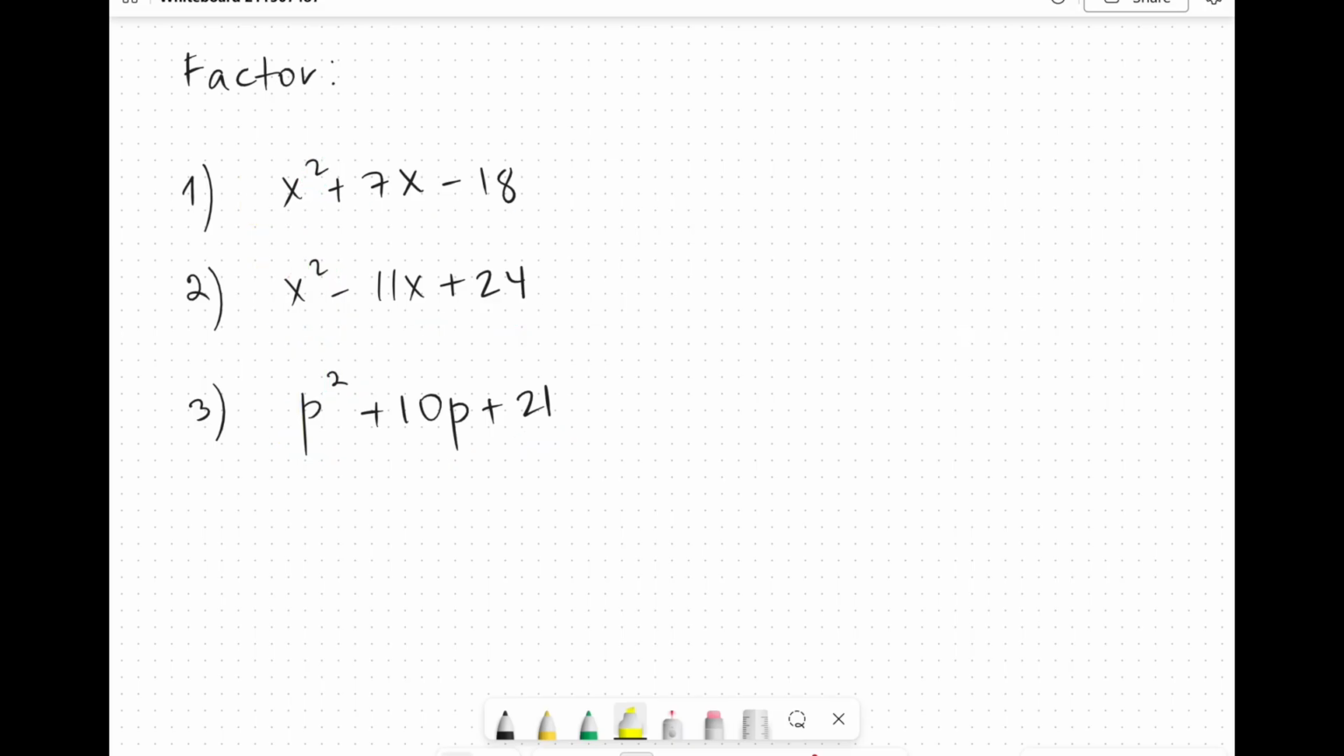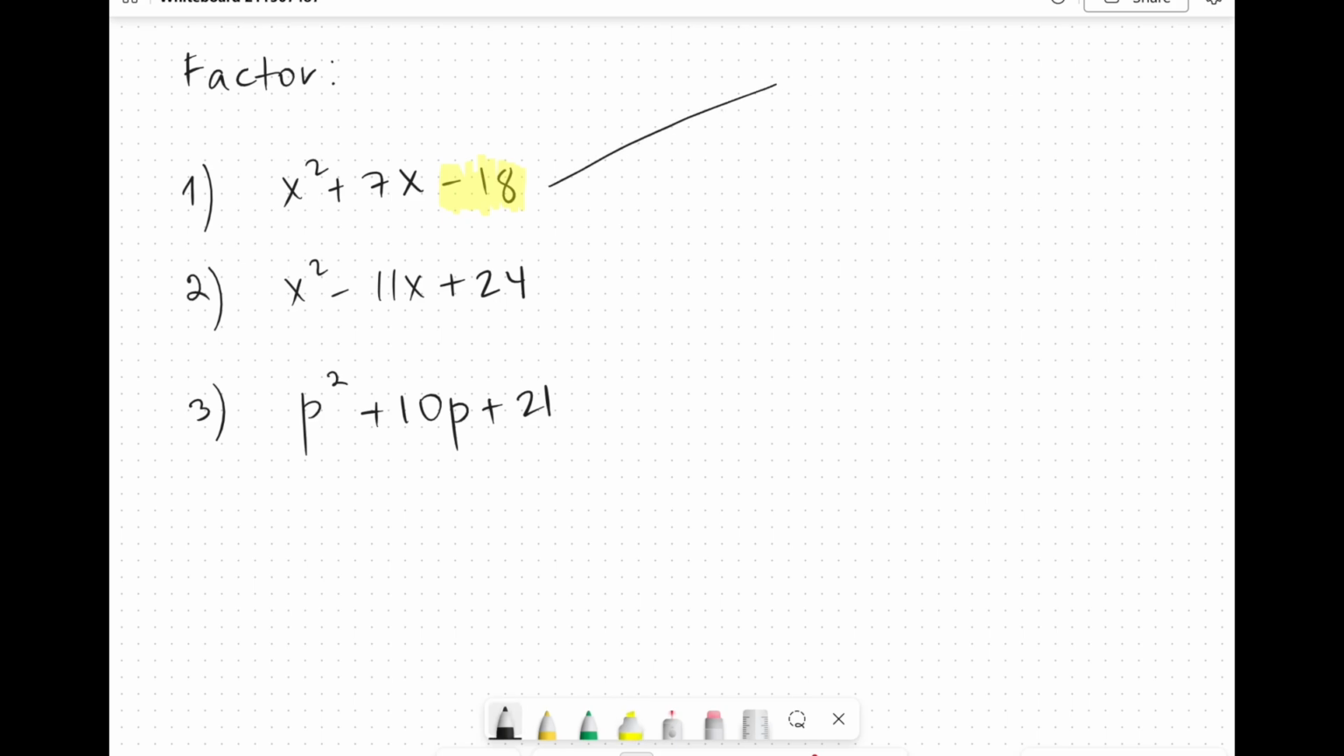When it comes to factoring trinomials that are quadratic with leading coefficient of 1, your first step is to look at the constant term, which means the term that does not have a variable next to it. In the first one, it's negative 18. And what you will do with this negative 18 is break it down into multiples. So find all the possible combinations of numbers that can multiply and make you a negative 18.